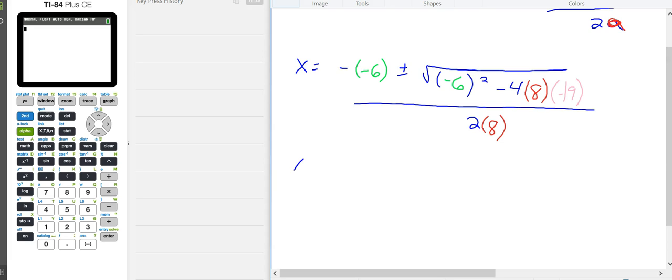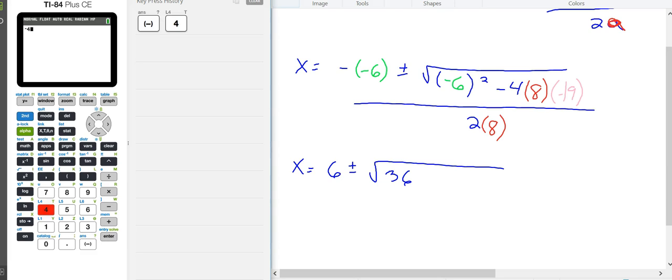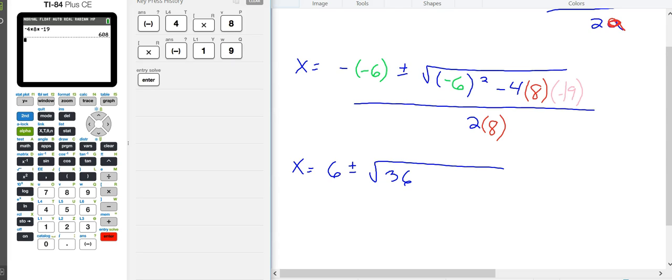So let's simplify this. X is equal to negative times negative 6 is positive 6, plus or minus the square root of negative 6 squared is 36. Negative 4 times 8 times negative 19, let's just punch the whole thing into the calculator. Negative 4 times 8 times negative 19 is 608. So we have 36 plus 608 in the square root over 2 times 8, which is 16.